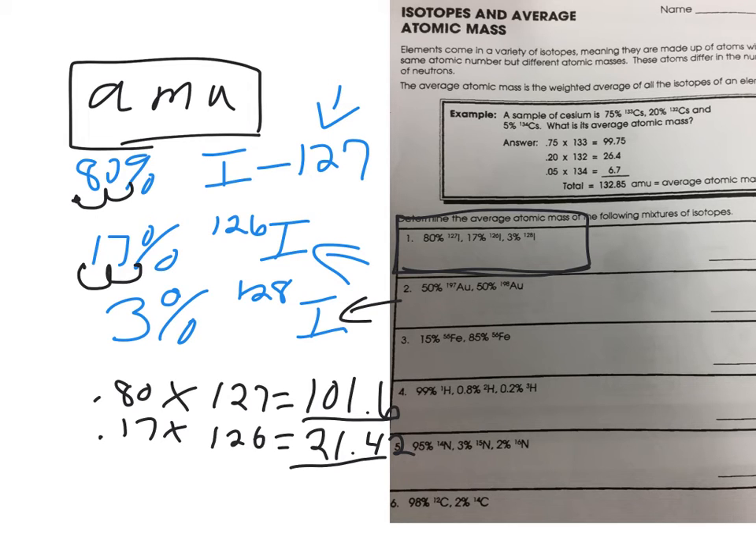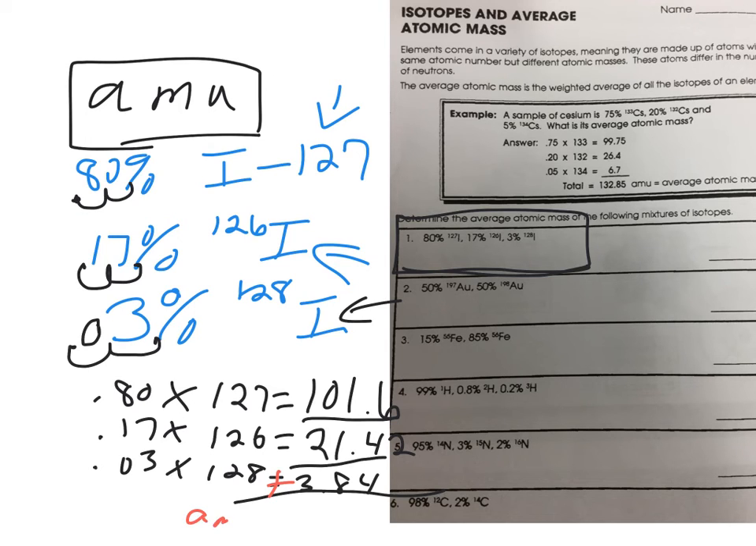Okay, now let's go to the last one. Now, you're going to do this whether you have 2 elements or 8 elements. You're going to do the same thing to all of them. Now, here's the 3%. So here you go 1, 2. It doesn't matter that there's no number there. You're still going to put 0.03 times 128. So how much is that? 3.84.